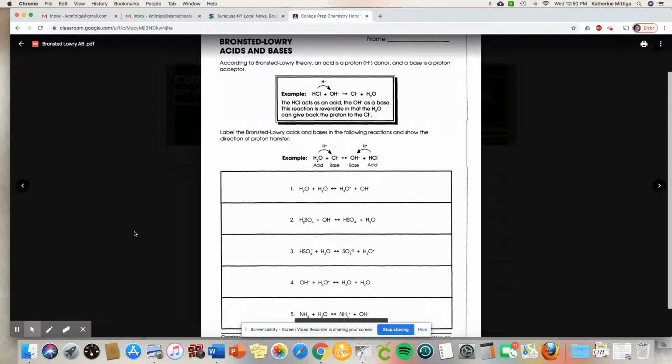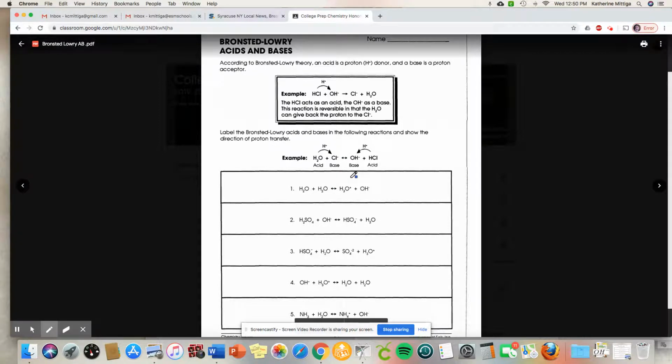So according to this theory, an acid is a proton donor and a base is a proton acceptor. Protons are H+. So I like to call this follow the protons. Okay? So for this example, H2O becomes OH-. What happened? Well, it must have given a proton to chlorine. Chlorine becomes HCl, which means it must have accepted. They just draw these arrows.